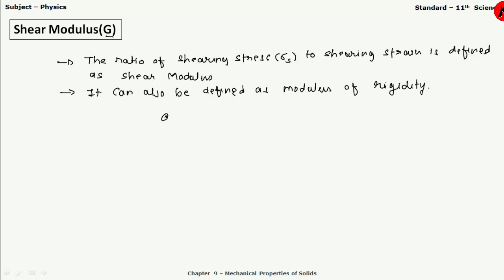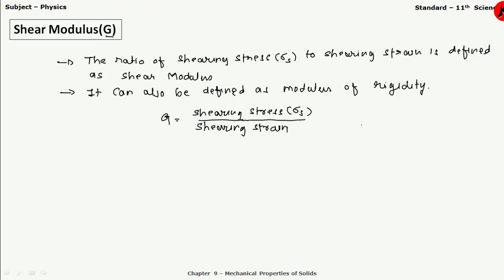Now in the form of equation, G is equal to shearing stress sigma s divided by shearing strain, right? So this will be the definition of shear modulus, right?